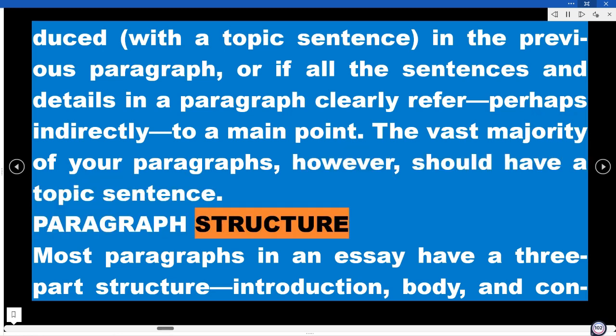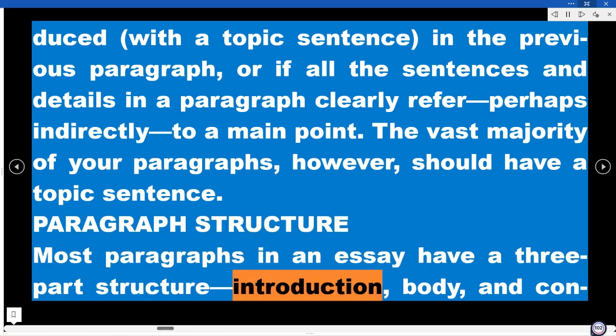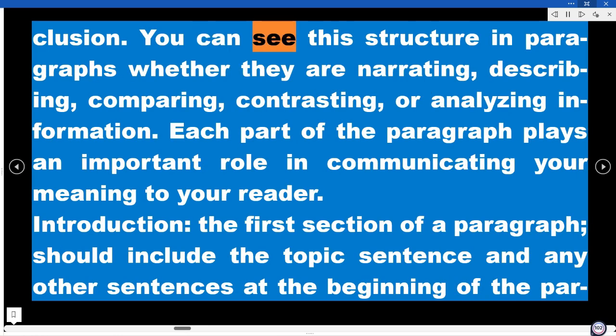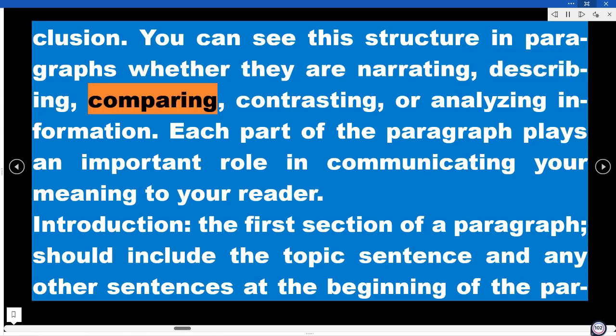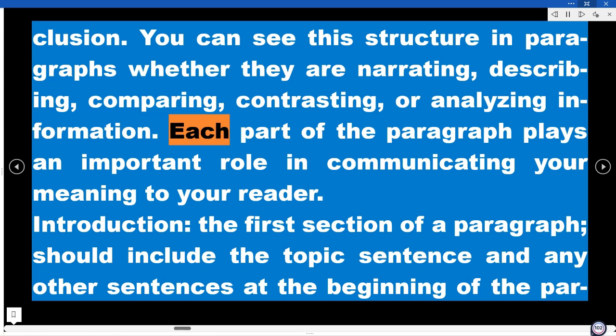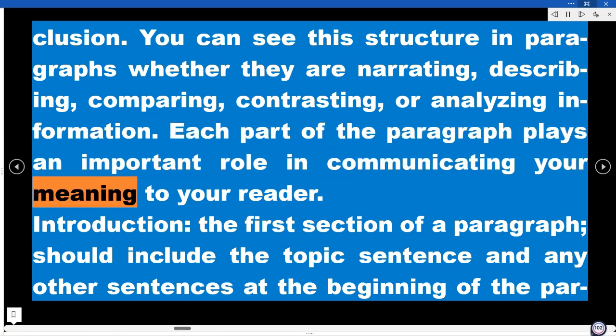Paragraph structure. Most paragraphs in an essay have a three-part structure: introduction, body, and conclusion. You can see this structure in paragraphs whether they are narrating, describing, comparing, contrasting, or analyzing information. Each part of the paragraph plays an important role in communicating your meaning to your reader.